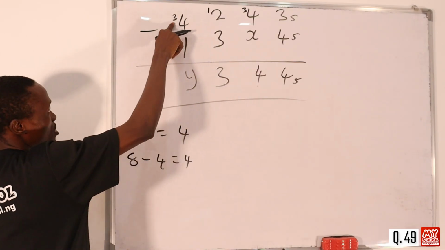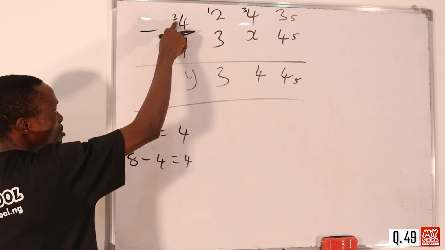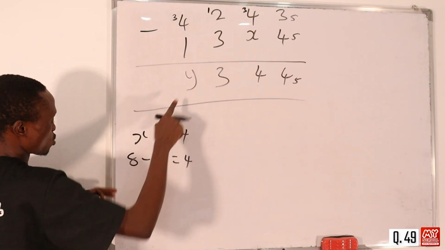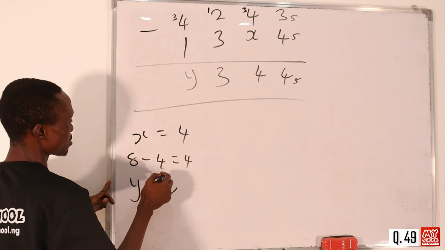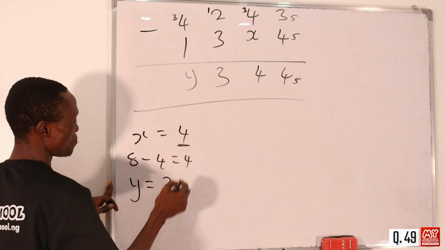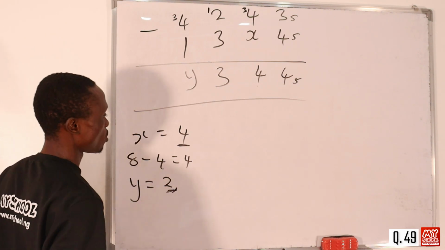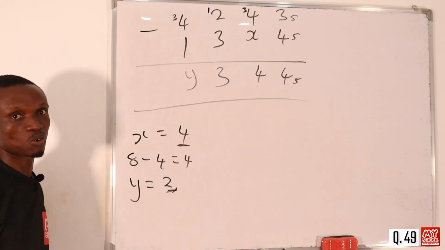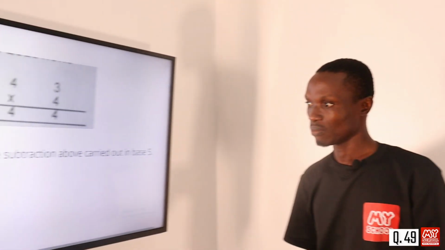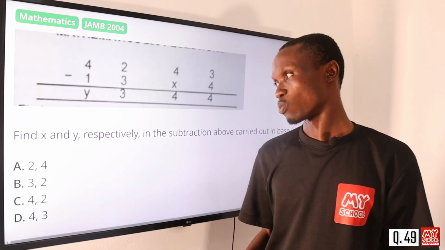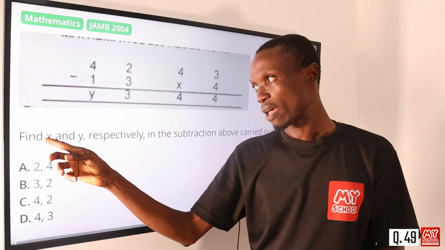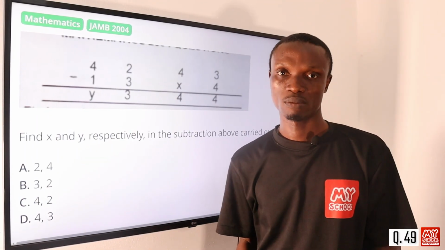So here we're now having 3, and we're now having 1. 3 minus 1 will be equal to 2. So that means y is equal to 2. Okay, so the value of x is 4, while the value of y is 2. So let's return back to the screen to pick the correct answer to this question. And that is option C, 4 and 2. Okay, so 4 for x and 2 for y.